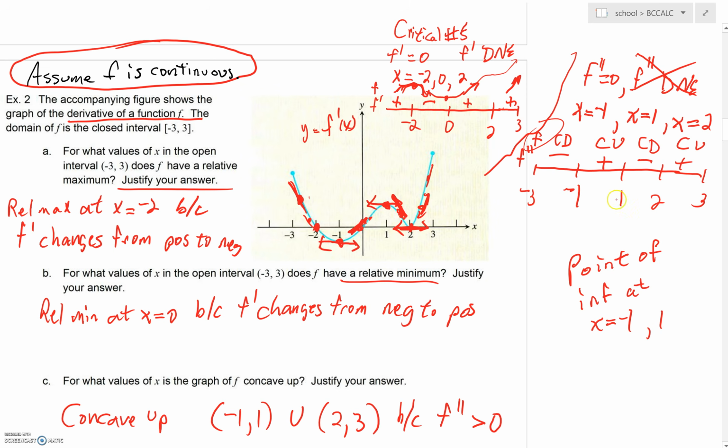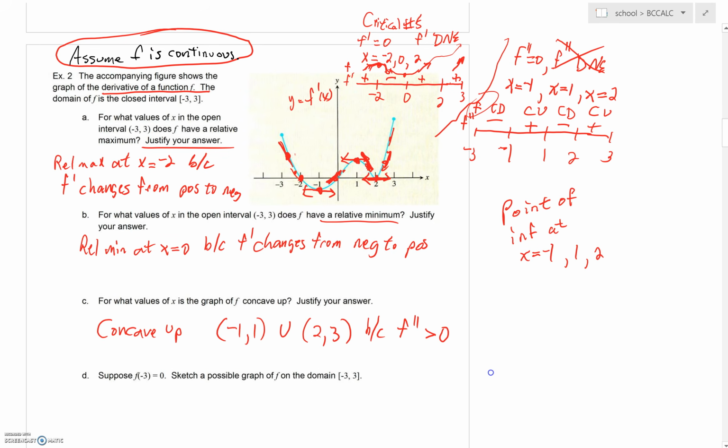Look at positive 1. Same thing. You get a change from positive to negative for the second derivative. You're changing from concave up to concave down. And finally, at x equals 2, you have that just as well. So we would have 3 inflection points, 3 points of inflection here.